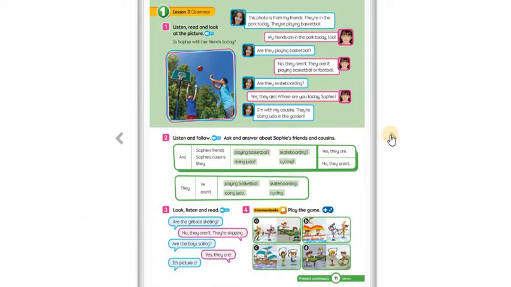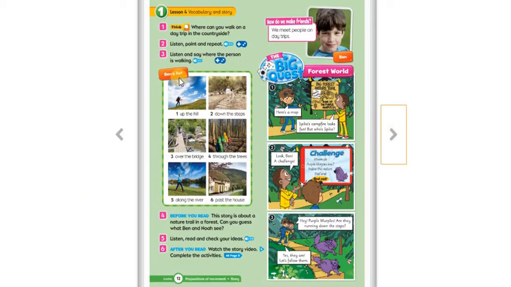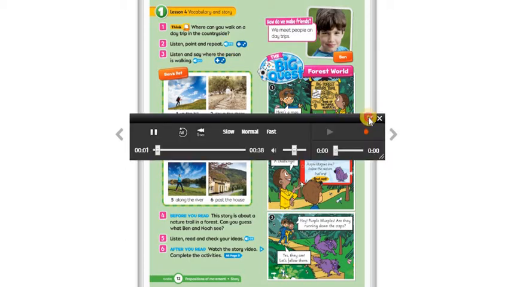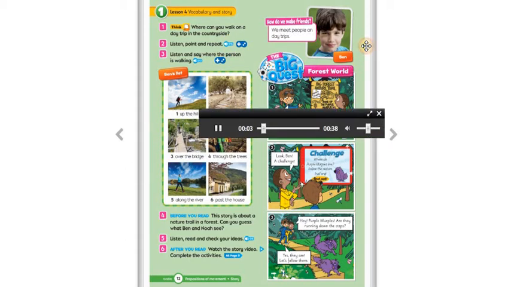Open page 12. We listened to Ben's list here. Do you remember Ben's list? Let's listen one more time and try to repeat at home, okay? Let's listen and repeat. Listening 16. Listen, point, and repeat.